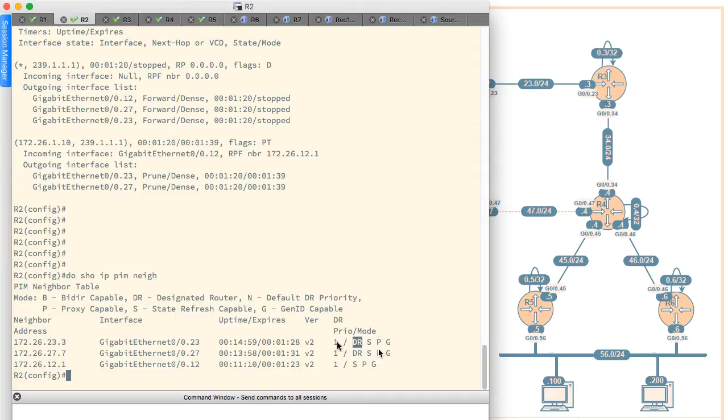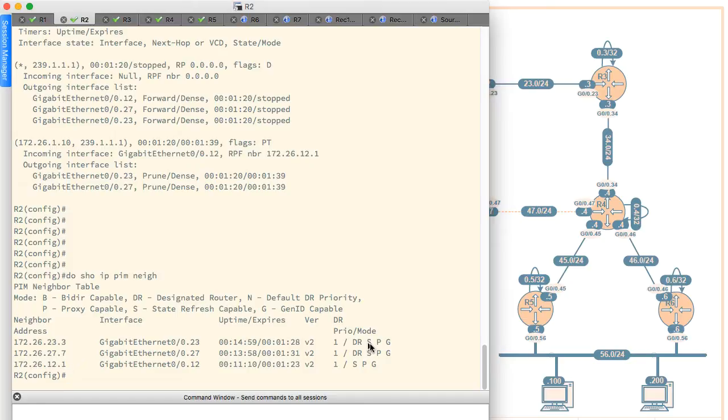It also tells you the number of neighbors. Oh, I'm sorry, the DR priority. So I've not changed the DR priority. By default, we'll do that in sparse mode. So it should have been the highest IP that won. Actually, this is telling me that 172.26.23.3 is a DR, which makes sense because if everybody has equal DR priorities, then 23.3 versus 23.2, 23.3 should be the DR, which it is.